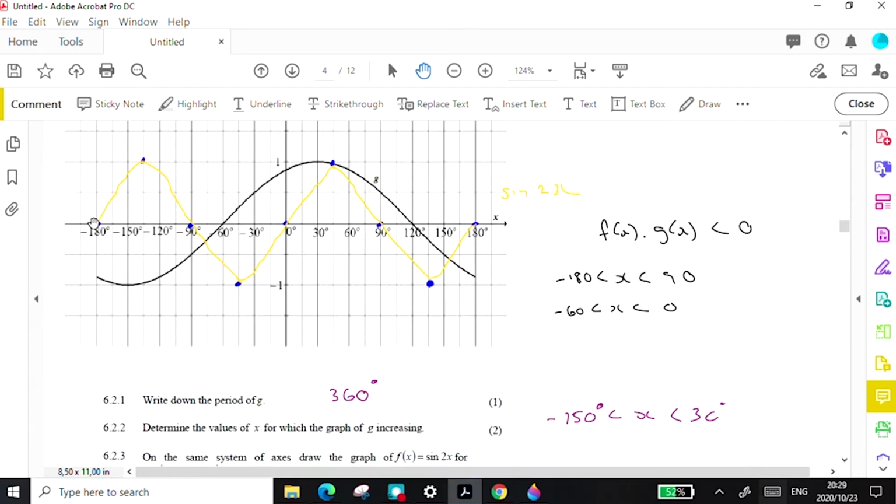Note that at the endpoint here, I've excluded negative 180 because here this function is 0. Anything times 0 is 0. 0 is neither positive nor negative. So I have to exclude the minus 180. Same goes with 90. At 90, the yellow line is 0. Anything times 0 is 0.